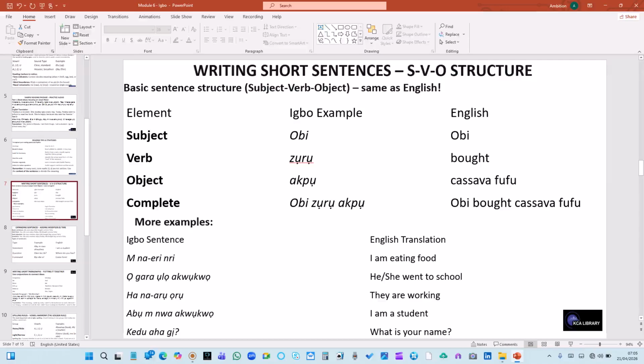So more examples in Igbo. M na-eri nri, which means I am eating food. Ọ gara ụlọ akwụkwọ, which means he or she went to school. Ha na-arụ ọrụ, which means they are working. Abụ m nwa akwụkwọ, which means I am a student. Kedu aha gị, which means what is your name?